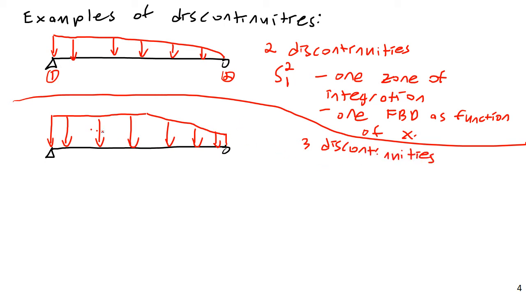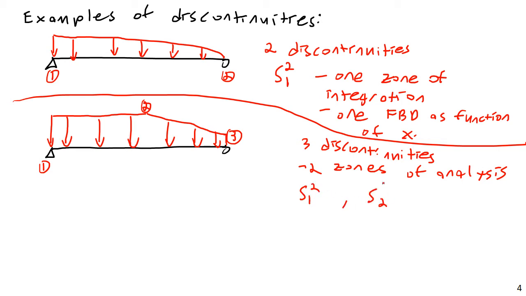That means I will need 2 zones of integration, or I could just call them zones of analysis for now. When we're doing the method of sections, zones of analysis mean free body diagrams. When you're doing integration, it means boundaries of integration. So I could have points 1, 2, and 3, which are my discontinuities. Then I would have one integration from 1 to 2, and another integration from 2 to 3.